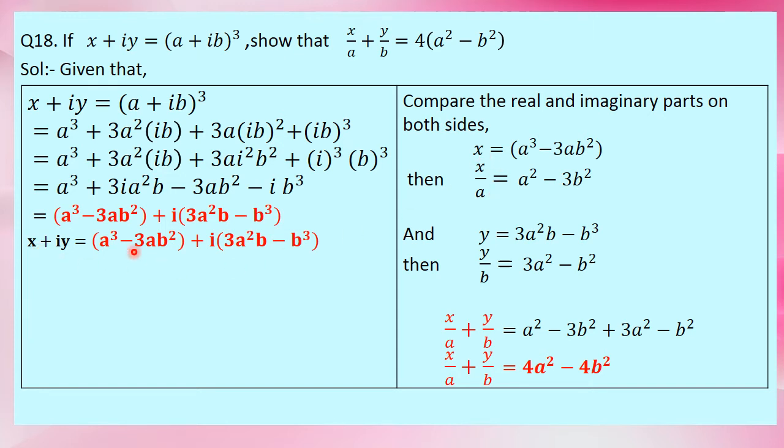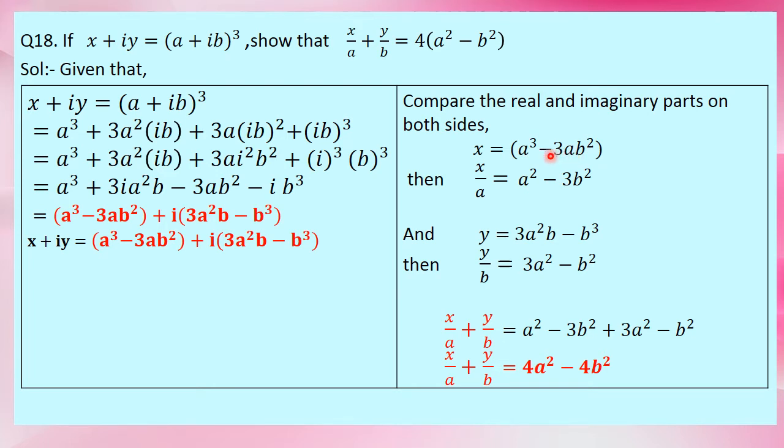So x is equal to a cube minus 3ab square. Now a is common in these terms, so we will take a common and divide by a, that is x upon a is equal to the remaining terms, that is a square minus 3b square, as a is gone out.